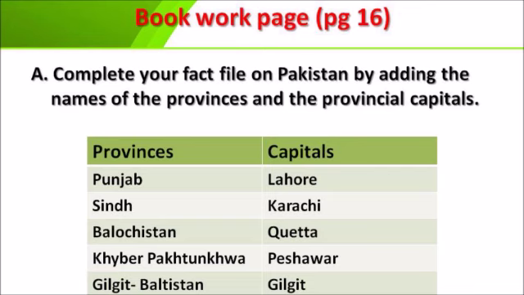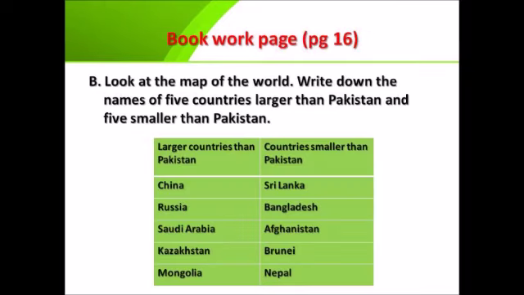Okay students, our next part is B part. Look at the map of the world, write down the names of 5 countries larger than Pakistan and 5 smaller than Pakistan. Larger countries than Pakistan are China, Russia, Saudi Arabia, Kazakhstan and Mongolia. Which countries are smaller than Pakistan? Sri Lanka, Bangladesh, Afghanistan, Brunei and Nepal.